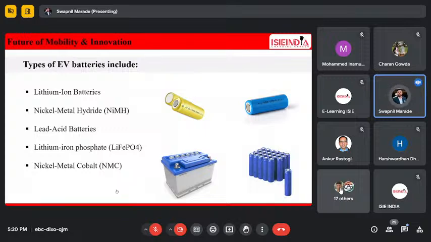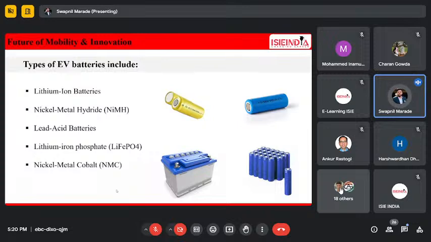If we talk about the lead acid battery, it is used in electric two-wheelers as well as electric three-wheelers, right? And lithium iron phosphate batteries are widely used in electric two-wheelers, electric three-wheelers, as well as electric four-wheelers. So these are the electric vehicle batteries, which come under secondary batteries, which are the rechargeable batteries.